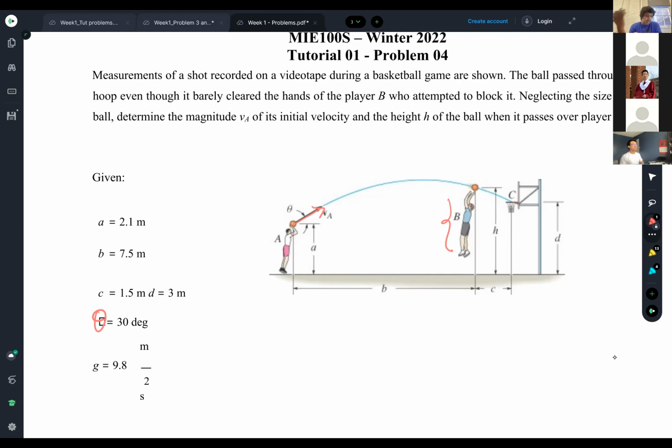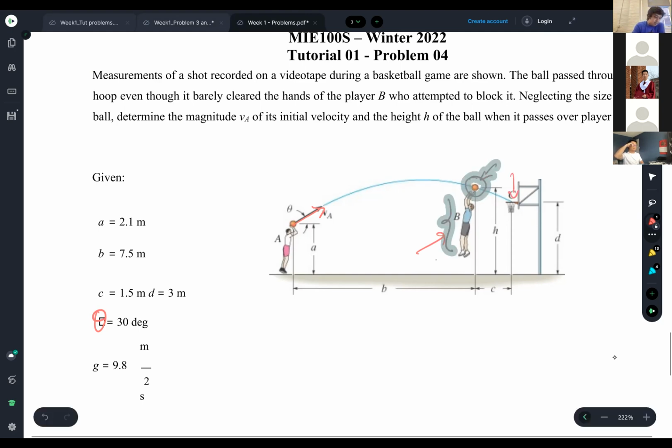So you can consider the X and Y coordinate for this basketball is very similar to this guy, wherever he is, okay? And it says that it goes inside the hoop. So if it goes inside the hoop, you have two different coordinates to solve the problem. First of all, the ball is clearing this guy's hand, and then the ball is going inside the hoop, right? So let us try to see what these coordinates could be.